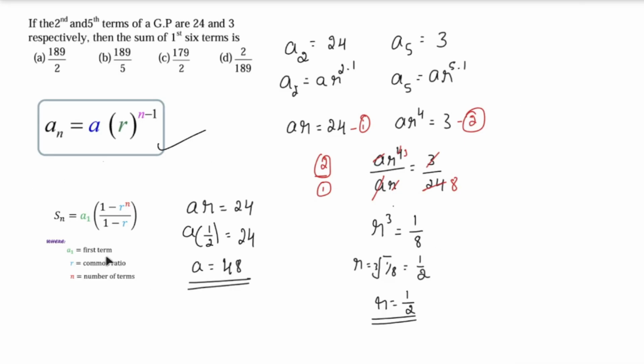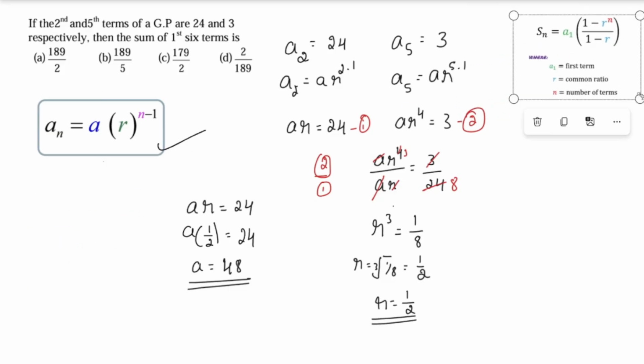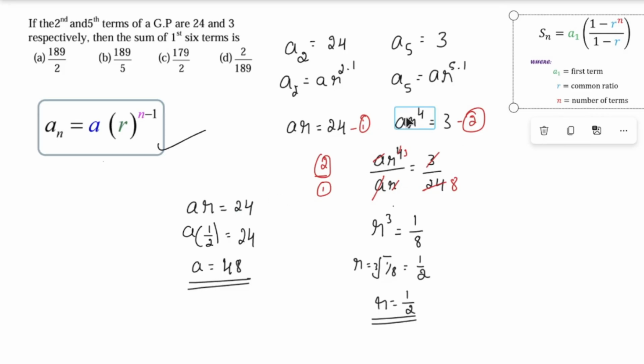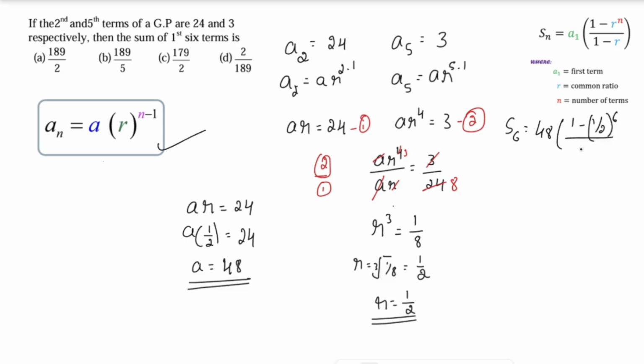So Sn is equal to a into 1 minus r power n divided by 1 minus r. Let us substitute all these values here. S6 is equal to a value is 48 of 1 minus r value is 1 by 2 whole power 6 divided by 1 minus 1 by 2.